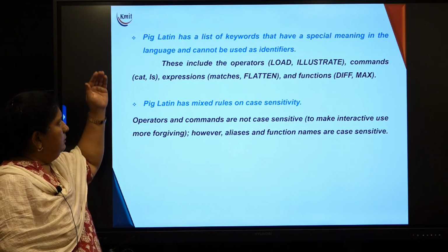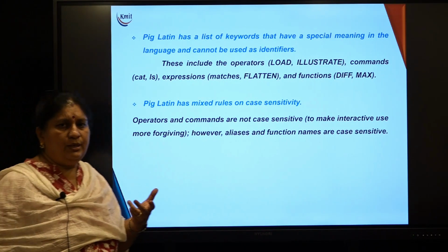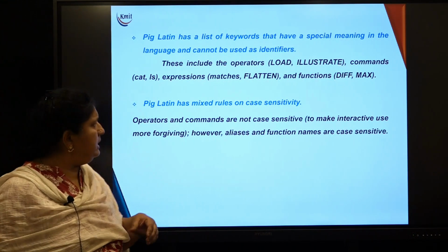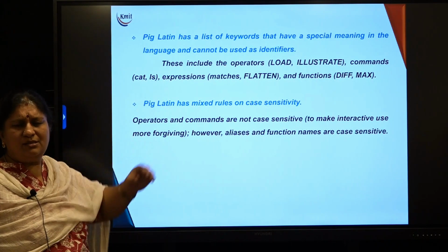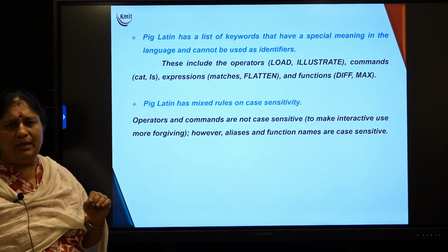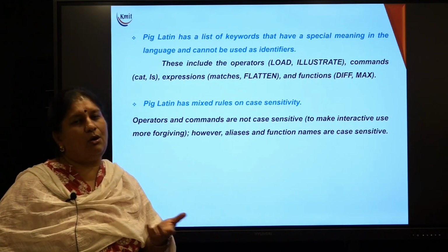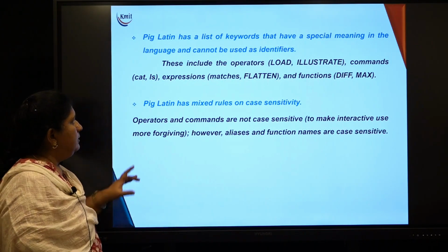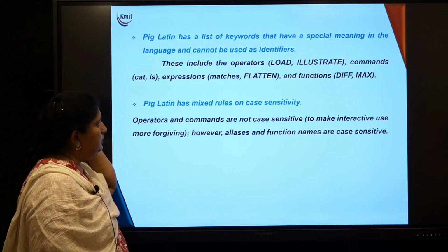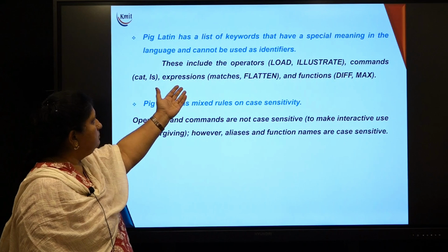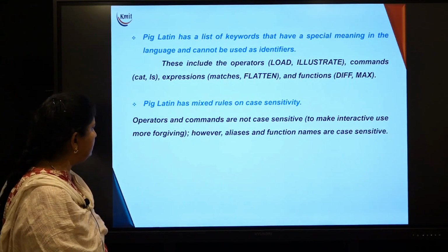And Pig Latin has a list of keywords, and every keyword has a special meaning because they are built into the language and they cannot be used as variable names. This is a rule common for every programming language. Keywords of a language can never be used as variables or identifiers. Then some examples of operators or keywords are load, illustrate, expressions like matches, flatten, various functions, and so on.